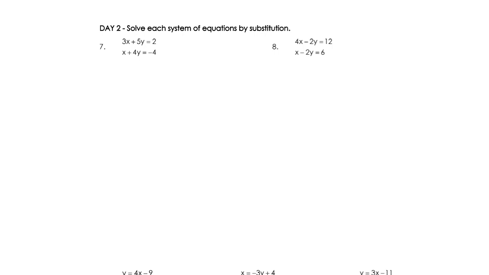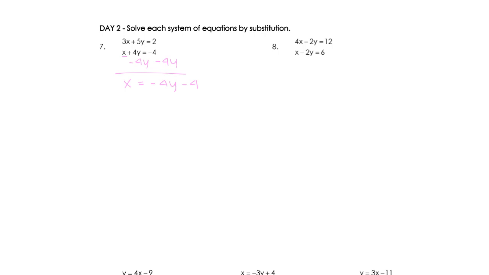So picking up right where we left off, we have all of our steps that we need to follow. So step 1, again, we need to isolate a variable. So when I look at number 7, I see that I do not have anything isolated. However, what I do notice is that this x has a coefficient of 1. If you remember that hint, a coefficient of 1 makes our life a lot simpler. So I'm going to go ahead and work to get this x by itself. I'm going to subtract 4y from both sides. When I do that, I have x equals negative 4y minus 4.